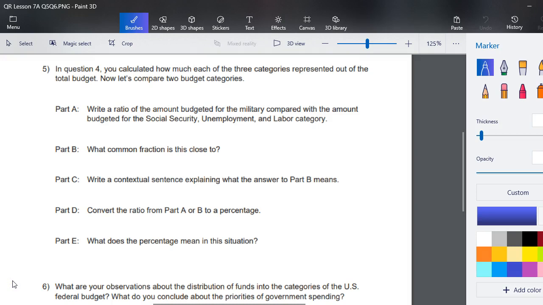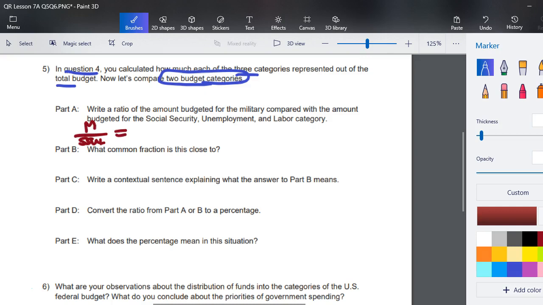I know we're dealing with some very large numbers, but I really like how this is leading us toward comparing part to part and putting budget in perspective. So in question 4, you calculated how much each of the top 3 categories represented out of the total budget. Now let's compare, not part out of the whole, but part to part. Write a ratio of the amount budgeted for military as compared to Social Security, unemployment, labor category.